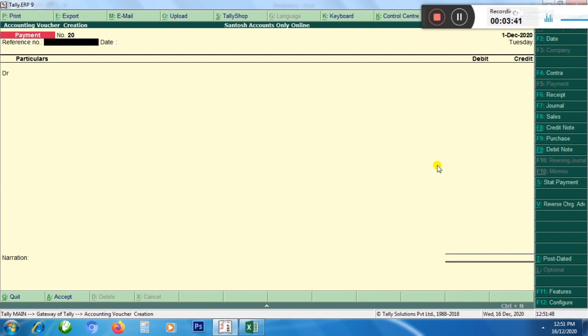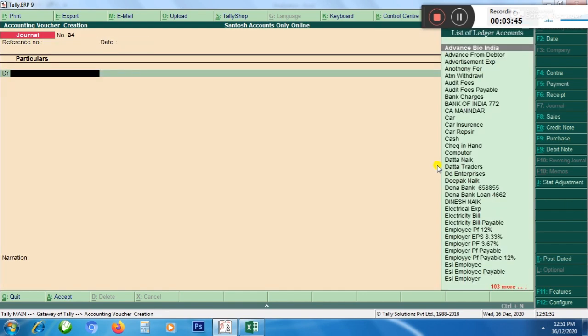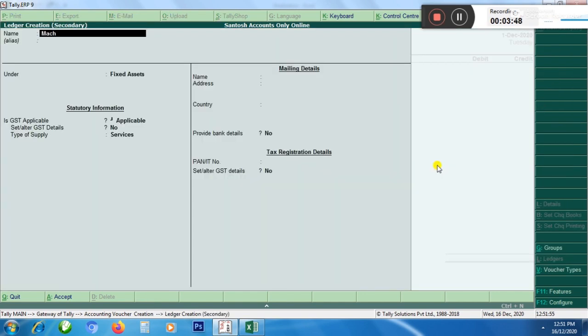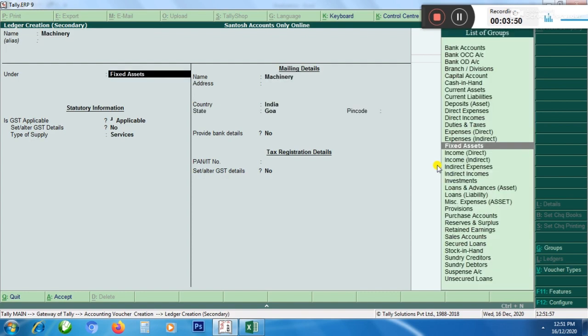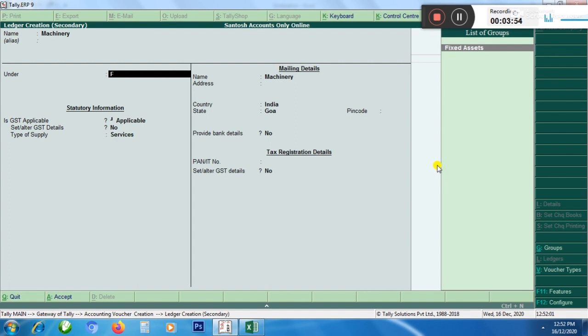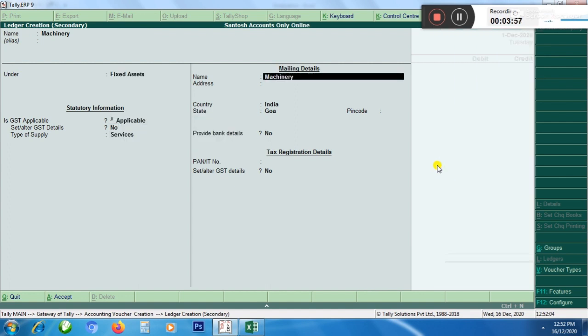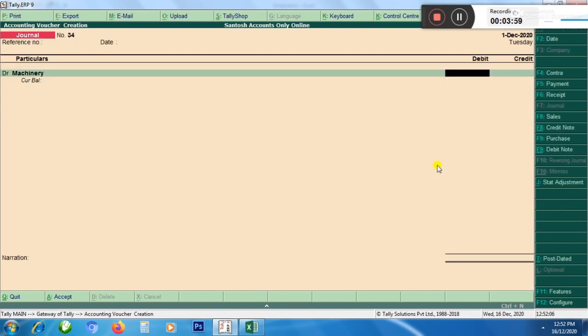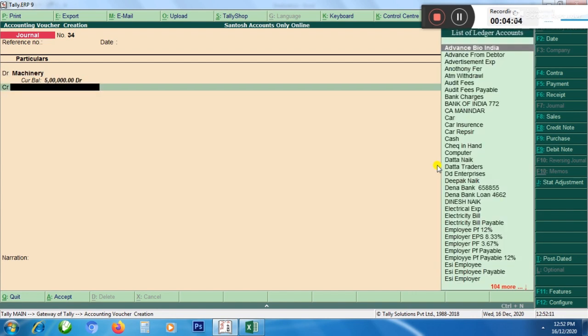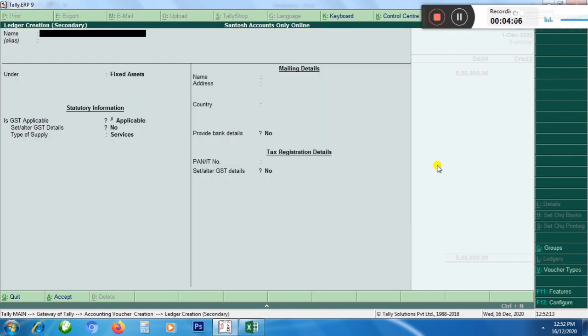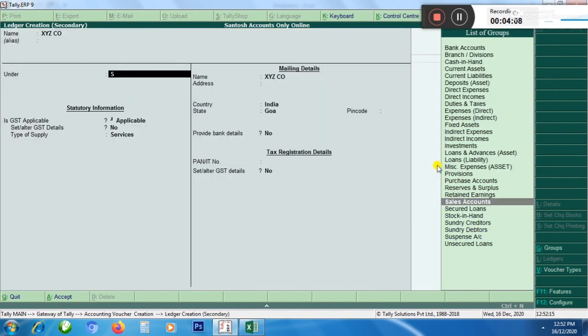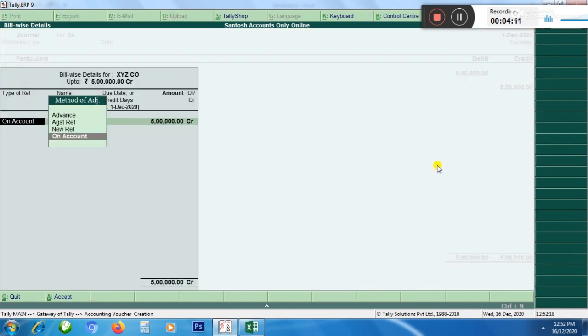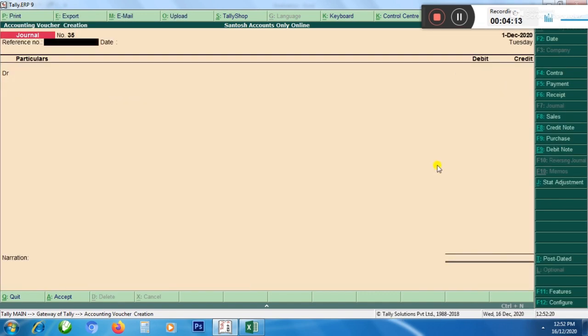Suppose we purchase one machinery also. I'll pass the journal entry for the machinery. Machinery account debit under fixed assets. I'm not entering the GST part. Say machinery of 5 lakh, and credit what? From which company? Say XYZ company, sundry creditors. So these are the entries I have already passed in the accounts during the financial year.